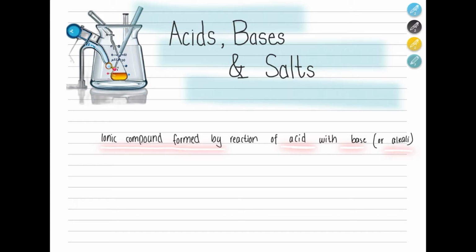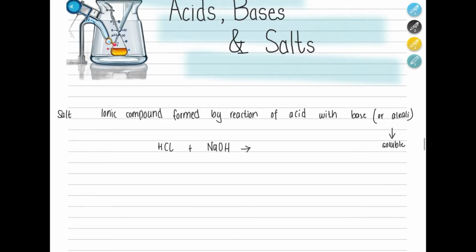or alkali. What is the difference between base and alkali? The only difference is that alkali is a base which is soluble in water. Okay, a base may or may not be soluble in water. That's it. So this ionic compound is a salt. So for example, if we have an acid, hydrochloric acid, which reacts with an alkali, sodium hydroxide, what happens is that we get sodium chloride, NaCl, plus water.